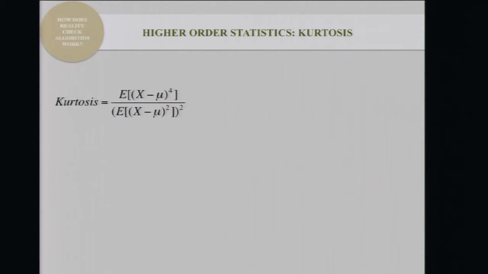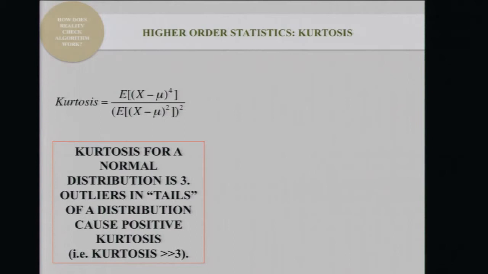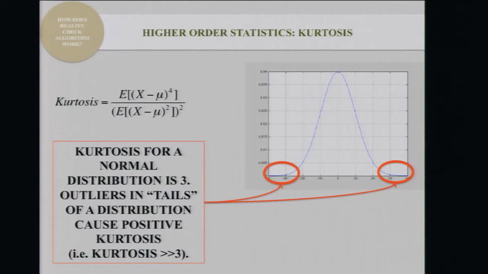Kurtosis for a normal distribution is 3. In our work, we subtract 3 from every calculation, so we compute excess kurtosis and we call it 0 for a normal distribution. Kurtosis indicates tail behavior. Once you have outliers, which will be in the tails, the kurtosis value for that distribution will go way up.